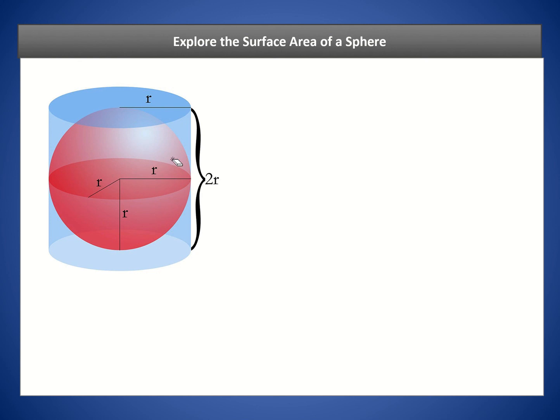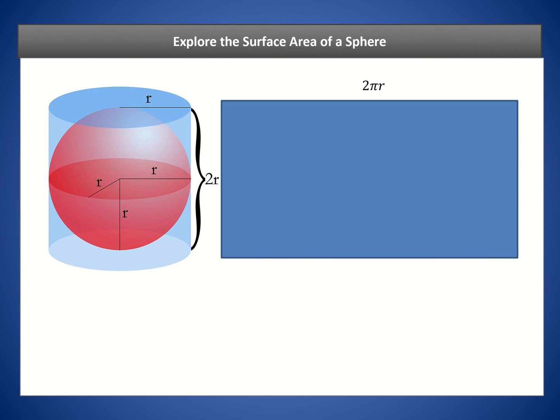We're not interested in the top, the lid, and the bottom. We're just interested in the surface area around the cylinder. And so we can unravel the round part of the cylinder, the part that wraps around, and that's just going to be a rectangle.